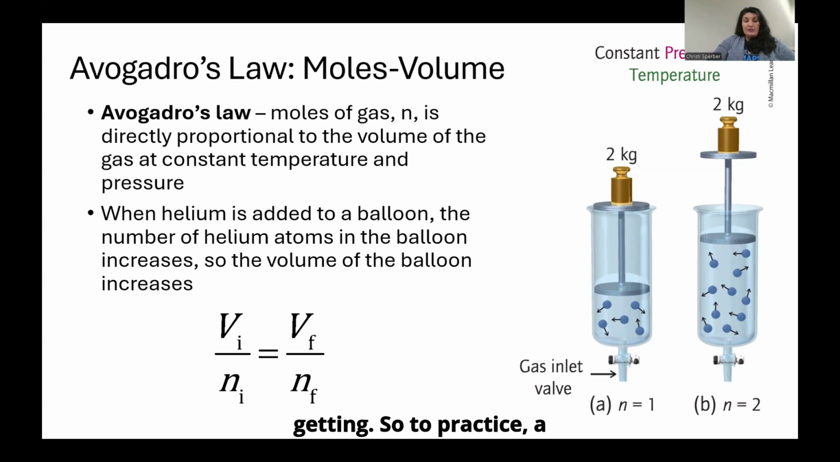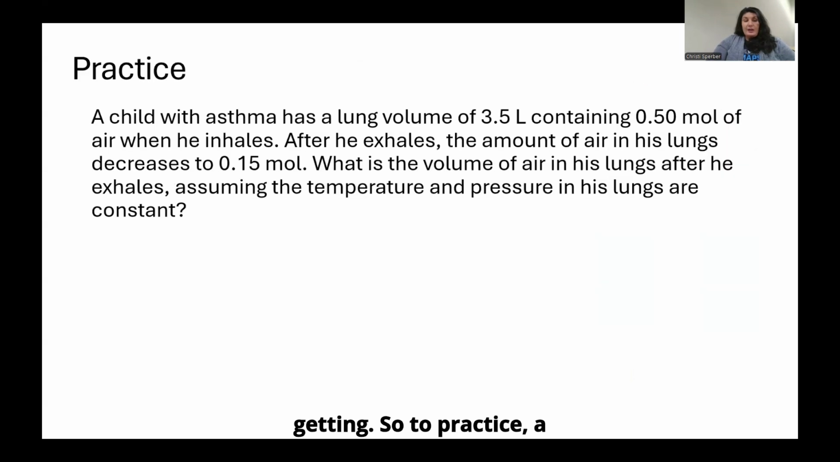So to practice, a child with asthma has a lung volume of 3.5 liters containing 0.50 moles of air when he inhales. After he exhales, the amount of air in his lung decreases to 0.15 moles. What's the volume of air in his lungs after he exhales? We're going to use our Avogadro's law equation. The initial volume divided by the initial moles is equal to the final volume divided by the final moles.